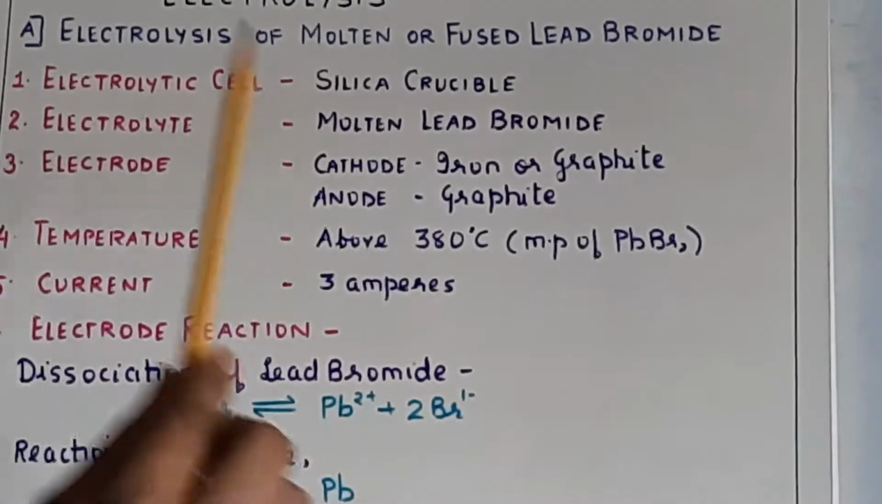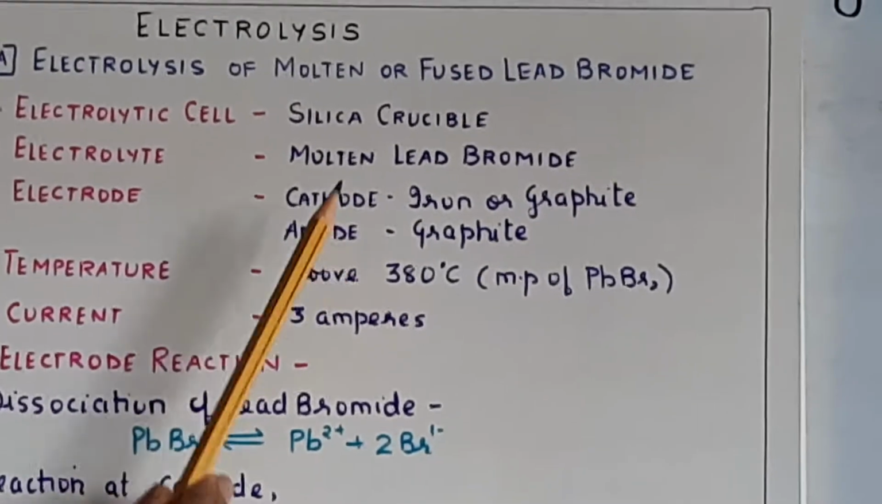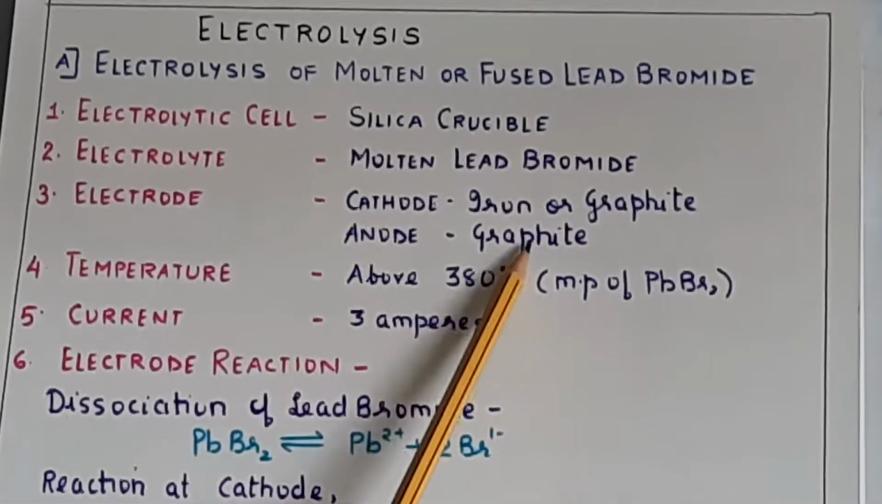Clear? Now the electrodes, cathode and anode, we are using both inert electrodes. Cathode either iron or graphite, and anode is also graphite.